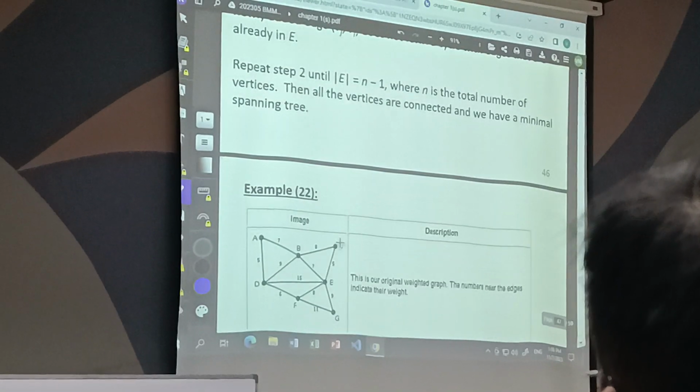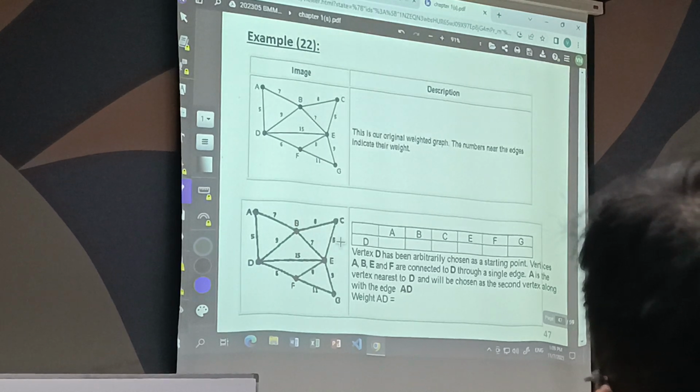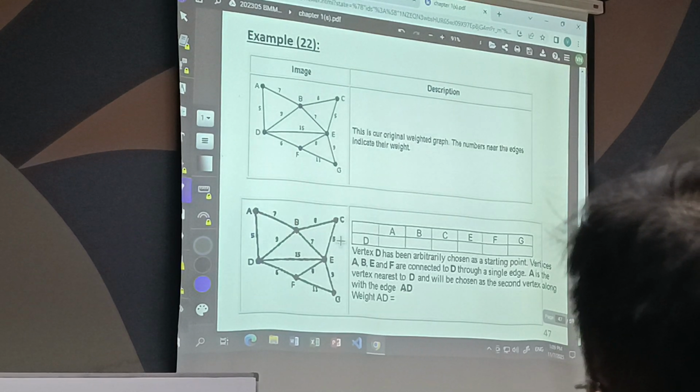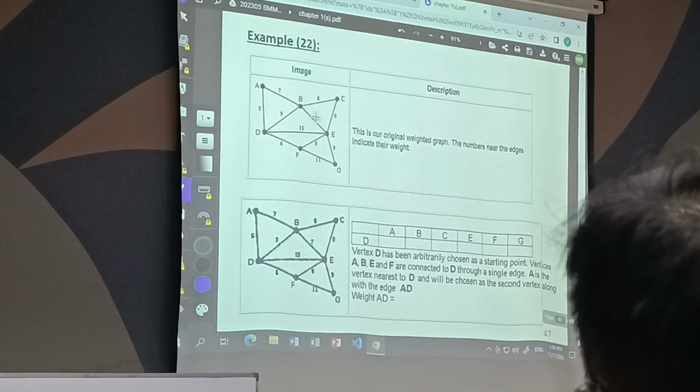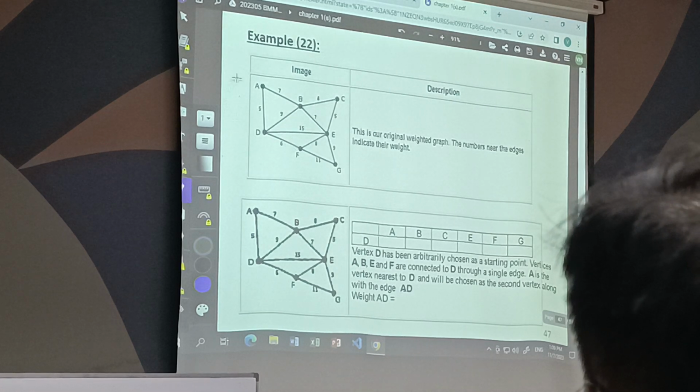No problem, huh? So this is an algorithm. Look at this example. Now, for Prim's algorithm, the graph given here has a weight from each vertex to another. So what we want to do is, let's say we start from vertex D.